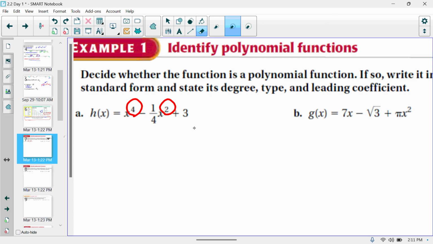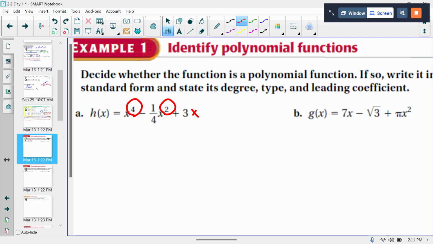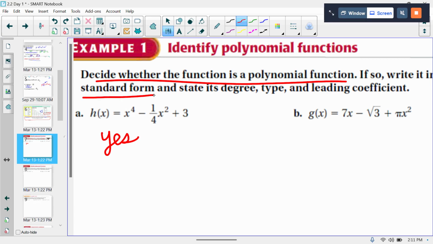But we're good because the exponents are all whole numbers. Even if we did have x to the 0, 0 is still a whole number, okay? So determine whether it's a polynomial. Yes, it is. So we're going to go on. We're going to write it in standard form.